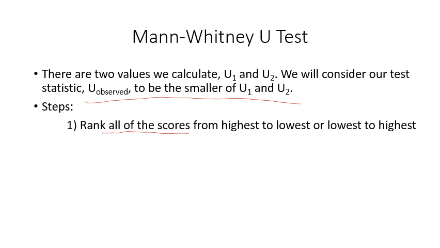You rank all of them. So if the lowest amount of hugs given was 1, and that was a father, they would get a rank of 1 because you're ranking them from lowest to highest. If the next lowest amount of hugs was 3, and that was a mother giving 3 hugs, that would get a rank of 2. So you rank all scores from lowest to highest. Tied scores receive average ranks.